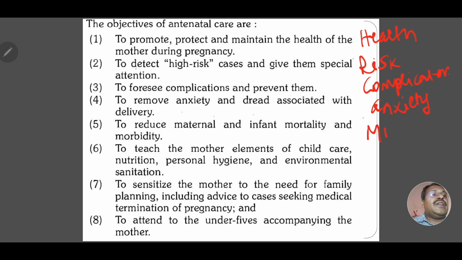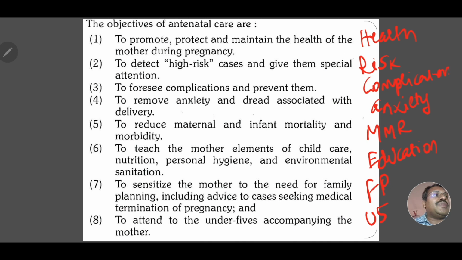To reduce maternal and child mortality and morbidity, so here we are dealing with MMR. Then to teach the mother elements of child care, nutrition, personal hygiene and environmental hygiene, so here we are educating the mother. The seventh point is to sensitize the mother to the need for family planning, including advice on seeking MTP. And the 8th point is to attend to under 5s, that is children accompanying the mother. So these are the main objectives of antenatal care.